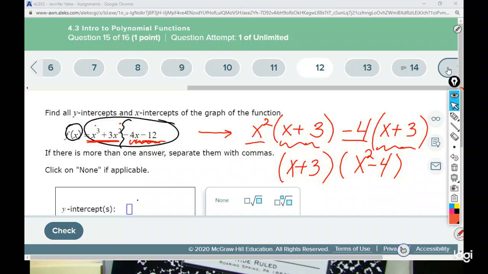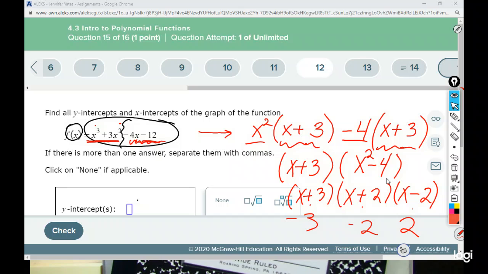You recognize this as a difference of squares? 4 is a perfect square, so is x squared. If not, find two numbers that multiply to be -4, but add to be 0. 2 and -2? Okay. What are my x-intercepts? What makes this guy 0? -3, this one, and this one.